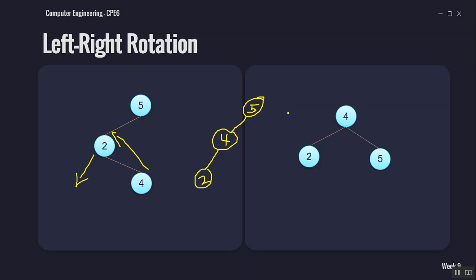Okay, so from here, class, we just need to pull 2 down to the left and then replace it with 4 to make something like a left skewed tree. So 5, 4, and 2. And then once you're done making this a left skewed tree, you can perform a right rotation to make it something like this.